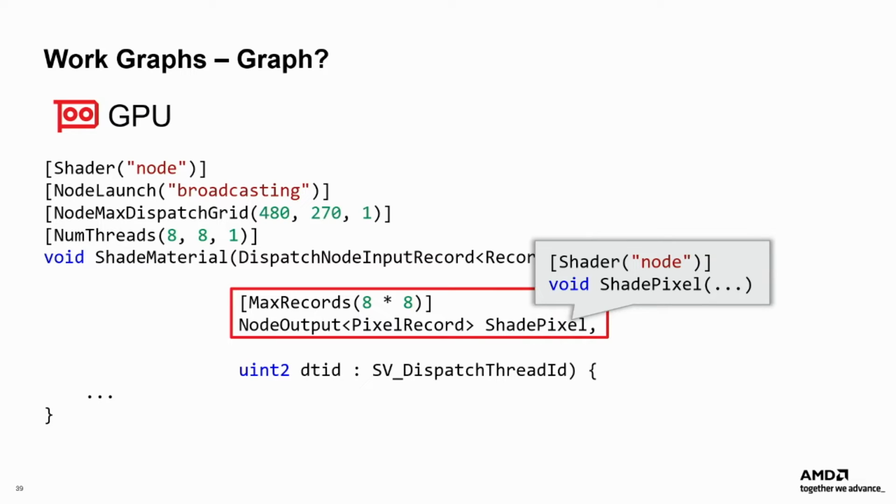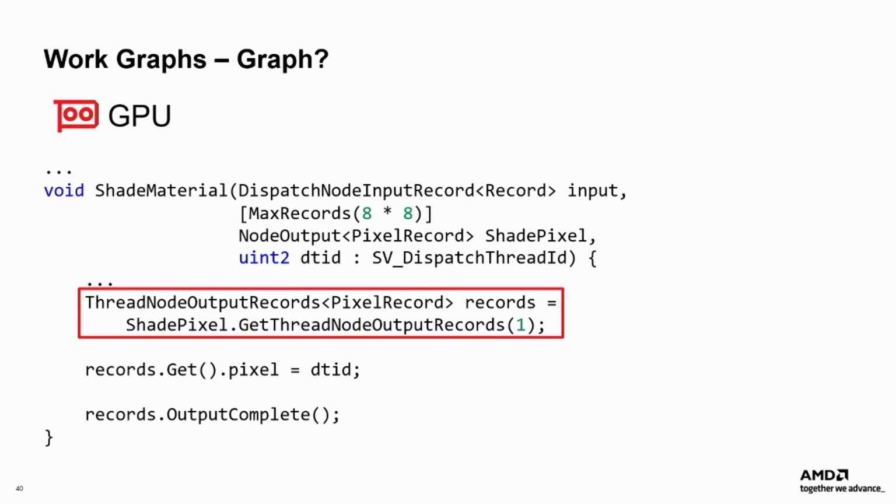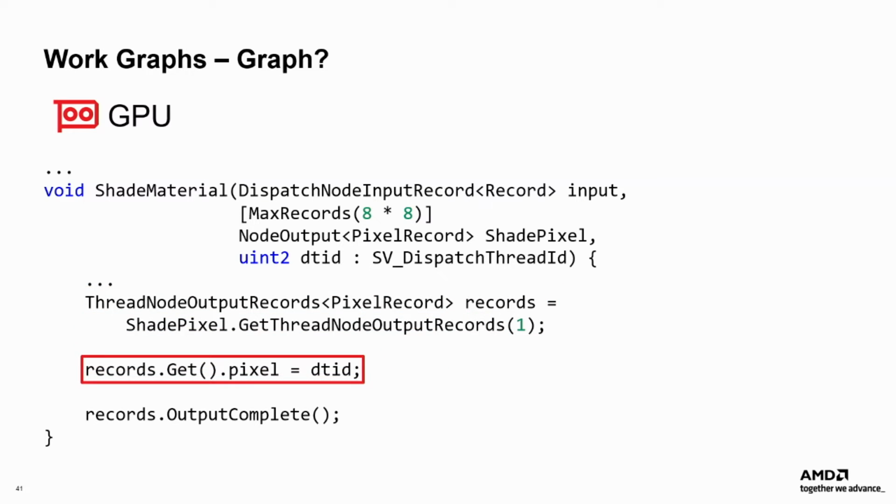In this case, we have 8 by 8 threads. And each thread wants to write one of those records, so we have 8 by 8 threads at most. To then write from these threads, there are some new intrinsic functions where you can request output memory for one record from the system. You can then write your data to it. In this case, it's the pixel coordinates, and then you send it off.